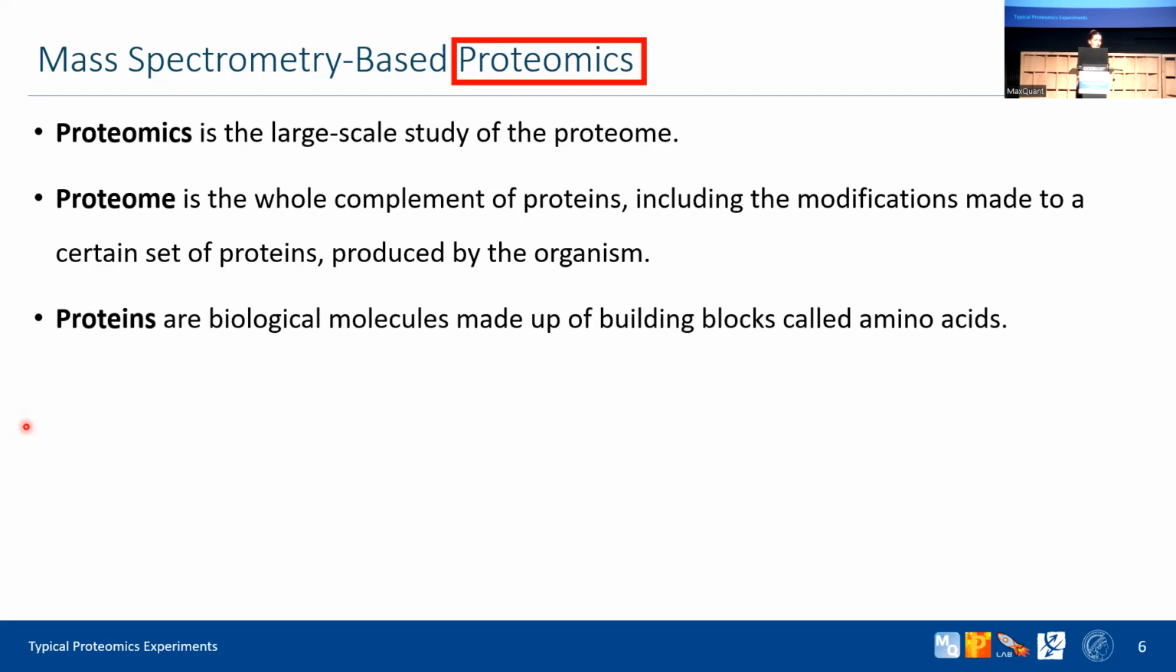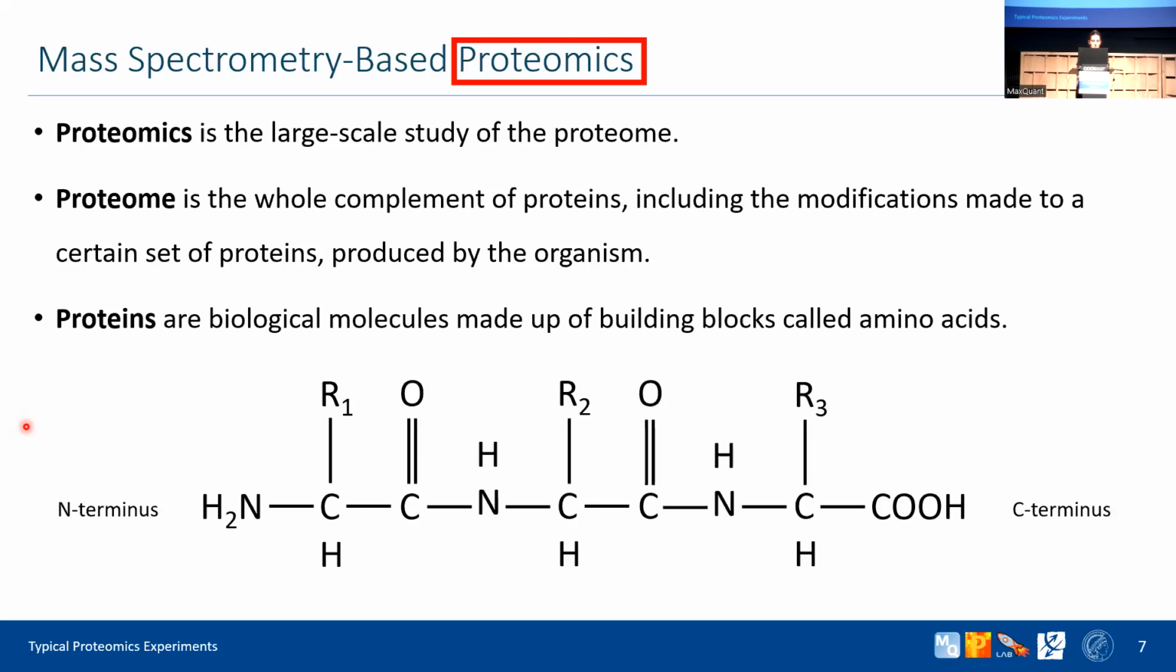But what are proteins? And that's what I was referring to when I said we're going to go to a very basic level during this presentation. Proteins are biological molecules made up of building blocks called amino acids. So probably you already know. A protein is like a polypeptide that is made by a linear chain of amino acids. So here we have an example. You can see probably my laser pointer. This is a peptide. You have the N terminus and the C terminus of the peptide, and then you have the different amino acids.